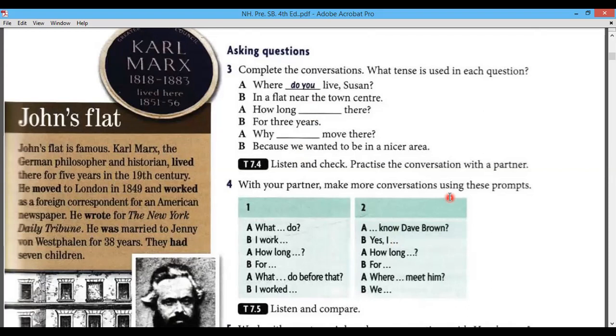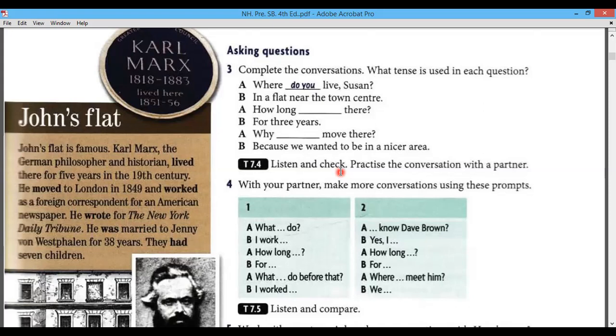Take script 7.4. Asking questions. Where do you live, Susan? In a flat near the town centre. How long have you lived there? For 3 years. Why did you move there? Because we wanted to be in a nicer area.